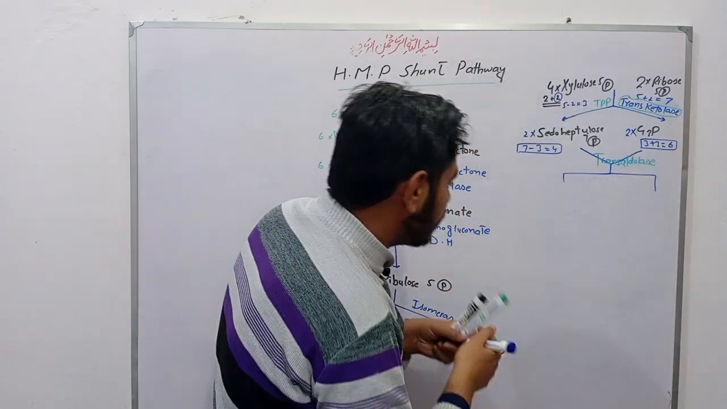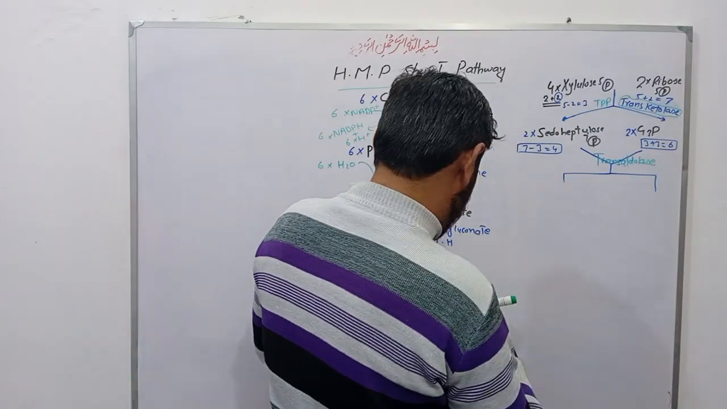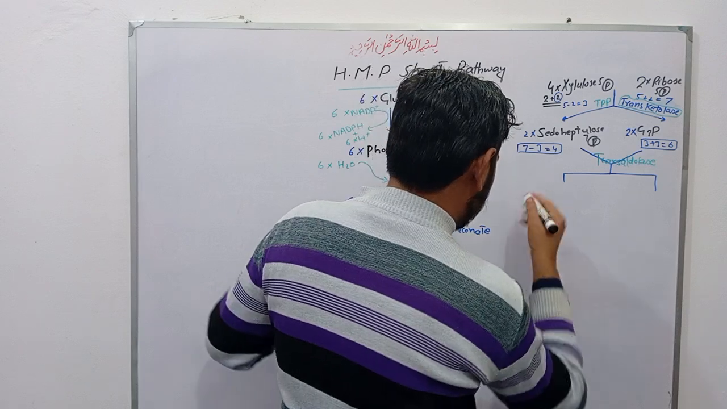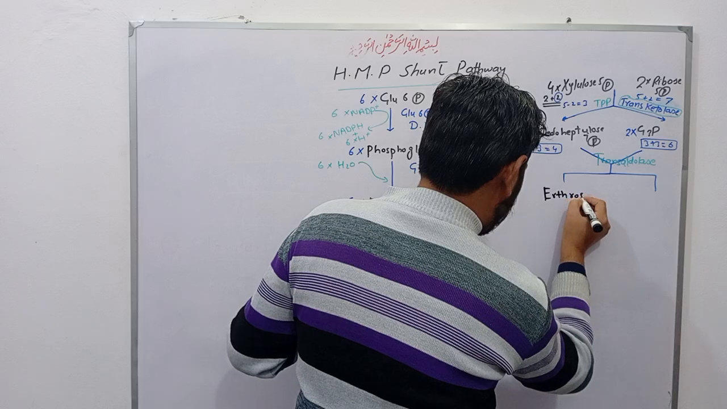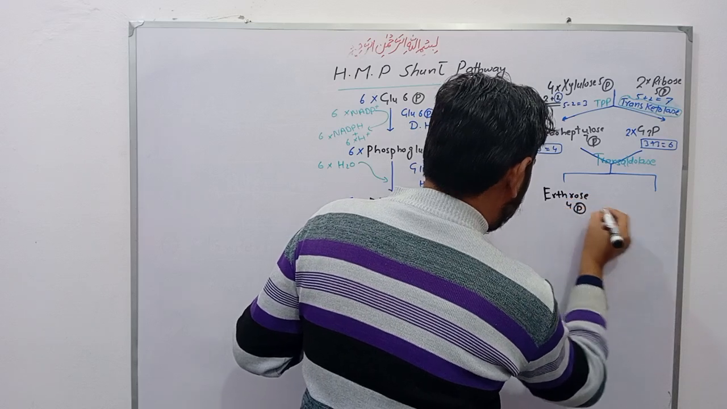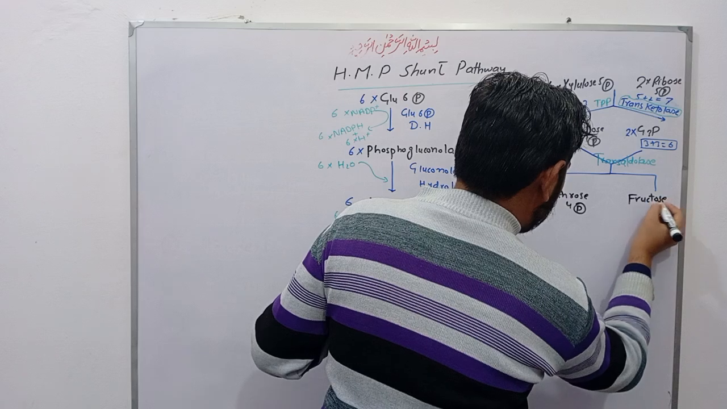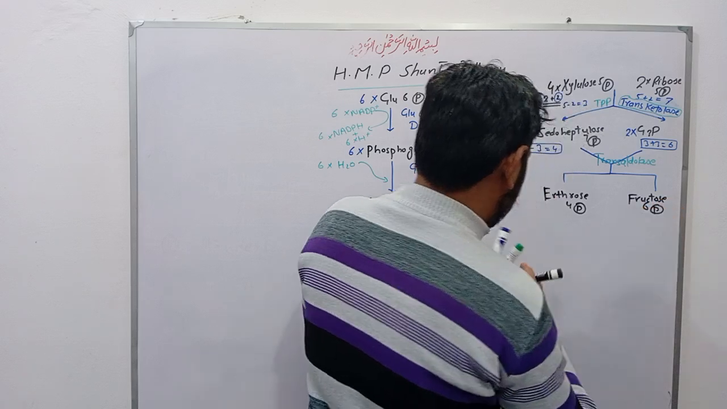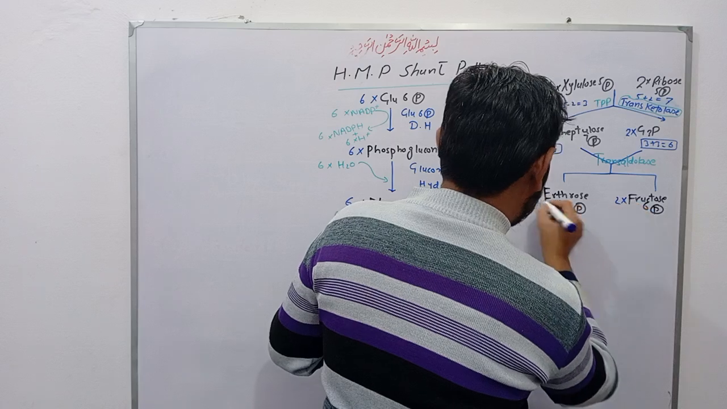And there is a formation of erythrose 4-phosphate and fructose 6-phosphate, and these are also 2 molecules.